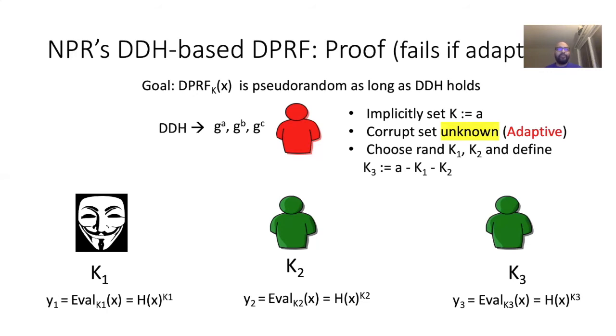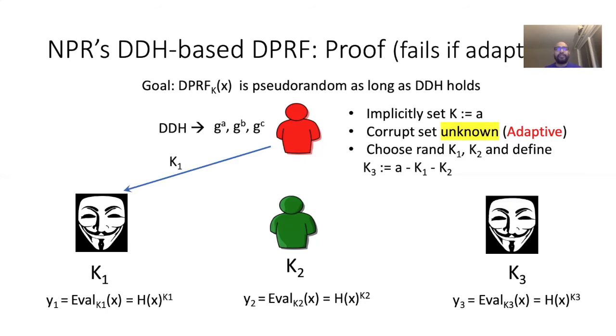However, now the adversary decides to corrupt party 3 instead of party 2. The reduction can give k1 to the party, but now the reduction does not know k3. So that becomes a problem. It cannot really simulate this corruption, and that's why the proof fails.